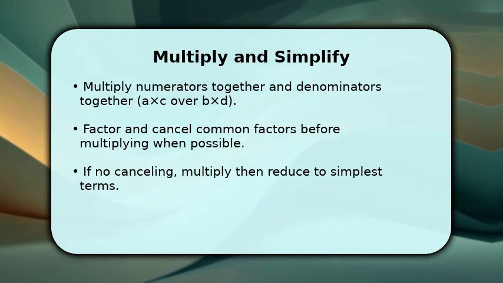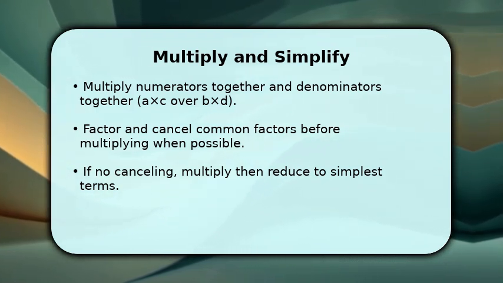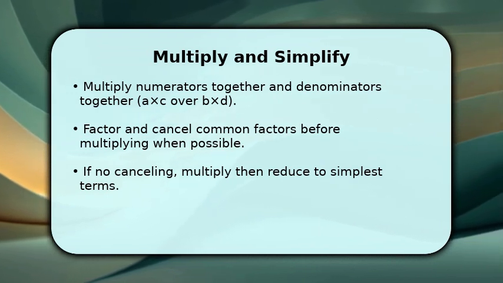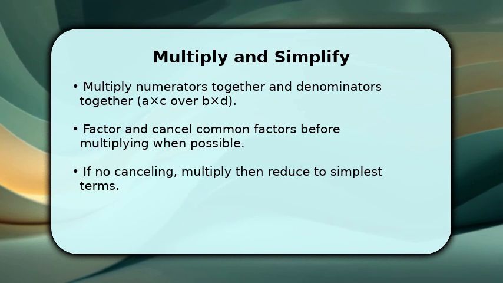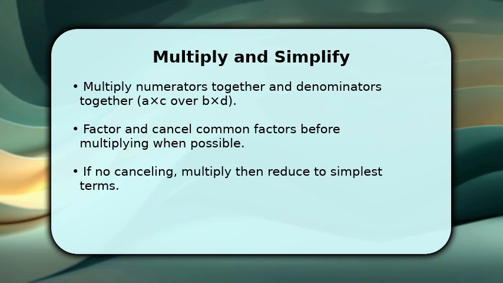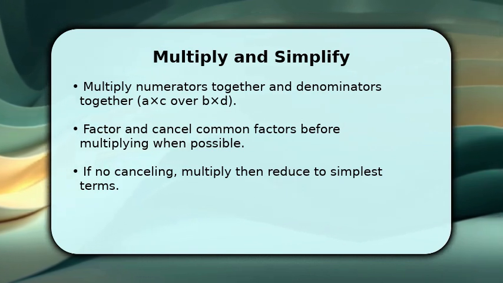But before you multiply, look for common factors to cancel. This keeps numbers small and reduces arithmetic errors. For instance, if you see a 2 in a numerator and a 4 in a denominator, divide both by 2 first. Once canceled, multiply the remaining numbers.